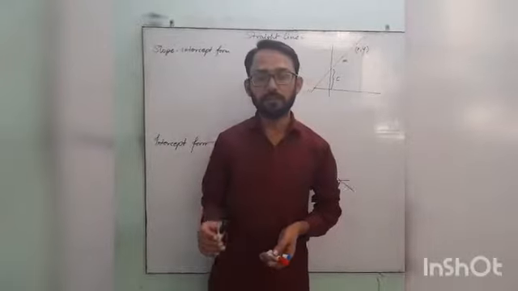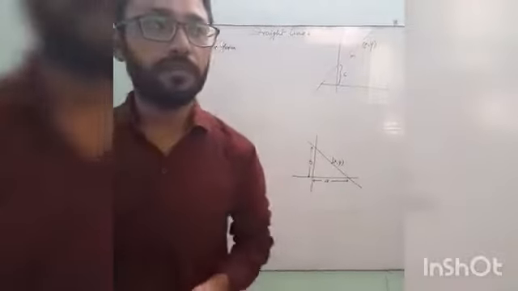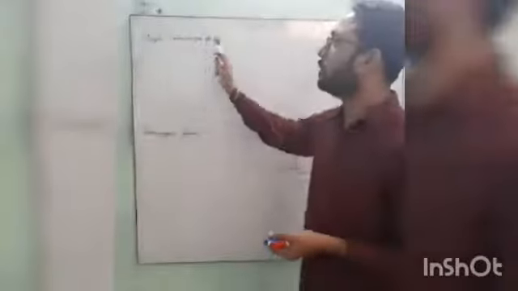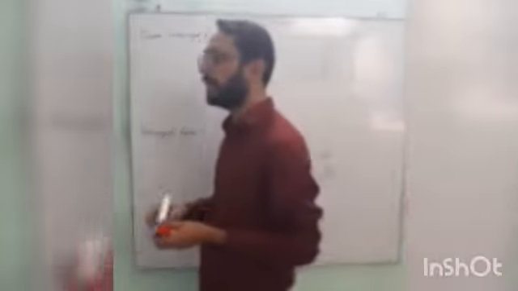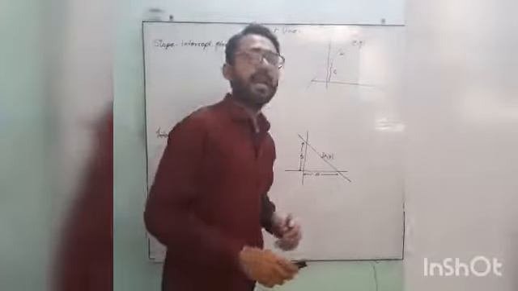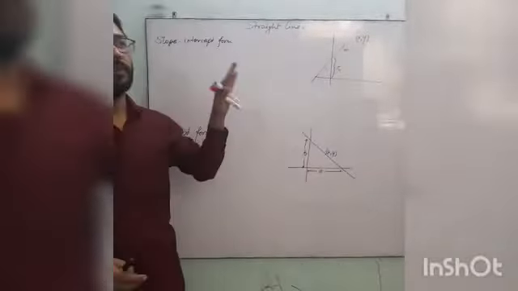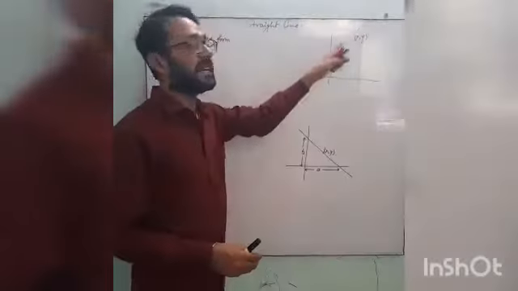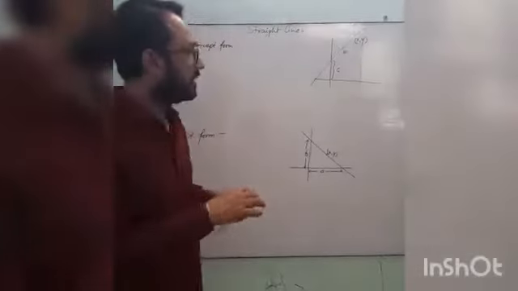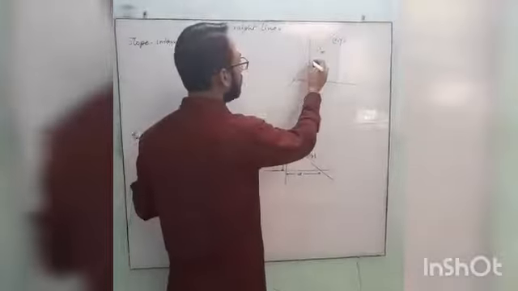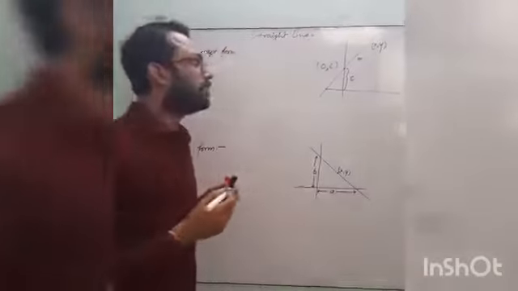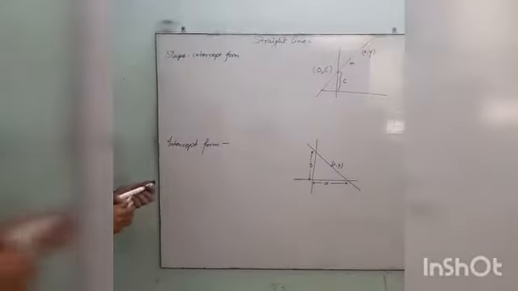Now we are going to do the next form of the equation of the line. This is the slope intercept form. Slope intercept form means its slope is given, that is m, and a point on the y-axis is given, that is, the y-intercept is given. The line is cutting the y-axis at a distance c. So the coordinates of this point will be 0, c. Now we need to calculate the equation of this line.